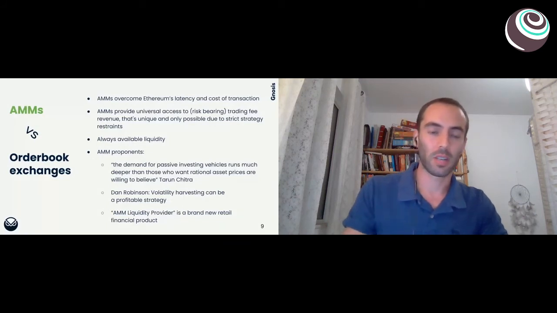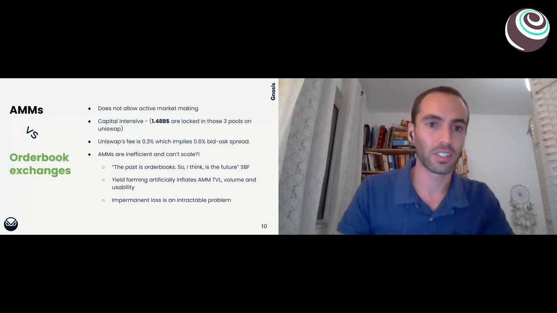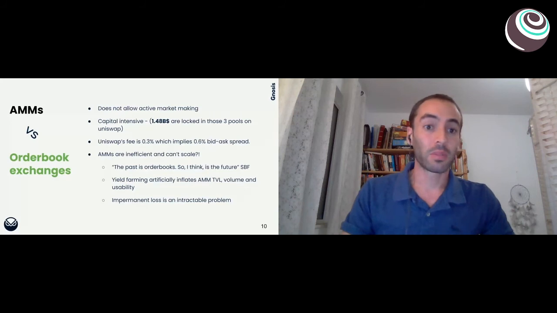So those are some of the advantages of AMMs over order book exchanges, but order book exchanges also have some advantages. AMMs do not allow for active market making, and order book exchanges do. So market makers can optimize and provide liquidity in a much more efficient way and hedge the risks appropriately.